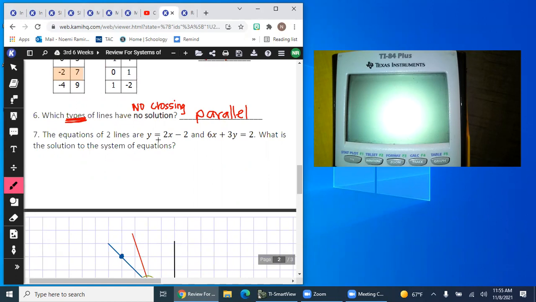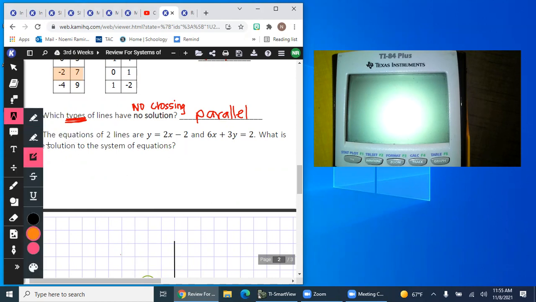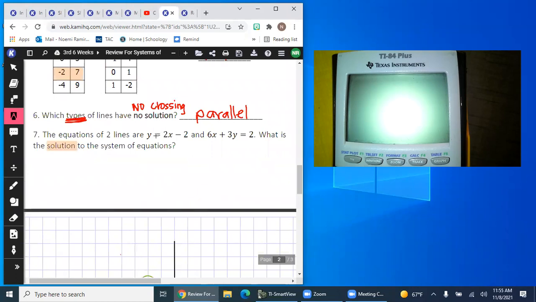Number 7, you have two equations. This will come up on the STAR test, 100% guaranteed. You're going to have two lines where one of them is already in slope intercept form, and the other one is in standard form. So you have two options to find the solution to the system. Option number one, since we did teach you how to convert to standard form, would be to convert this one to standard form and punch it into matrix. So let's do that first.